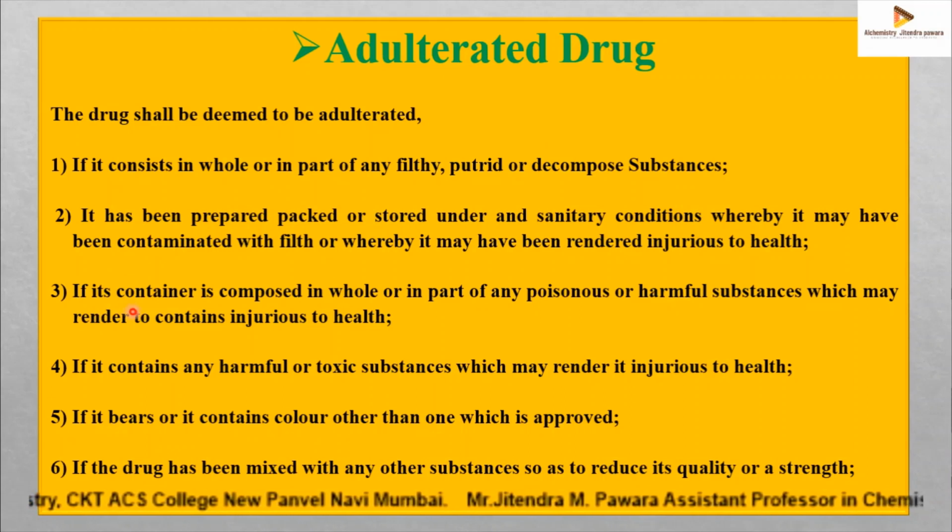The next point is, if its container is composed in a whole or in part of any poisonous or harmful substance which may render the contents injurious to health, that drug may be adulterated. If it contains any harmful or toxic substance which may render it injurious to health, that drug is an adulterated drug. Then if it bears or contains a color other than the one which is approved, that drug may be an adulterated drug.